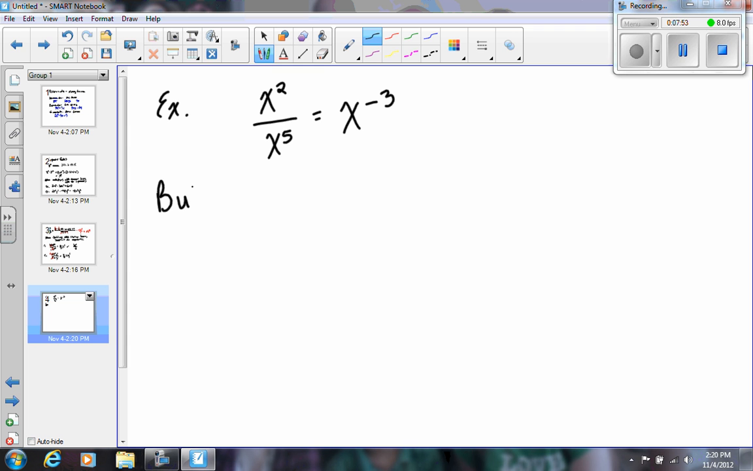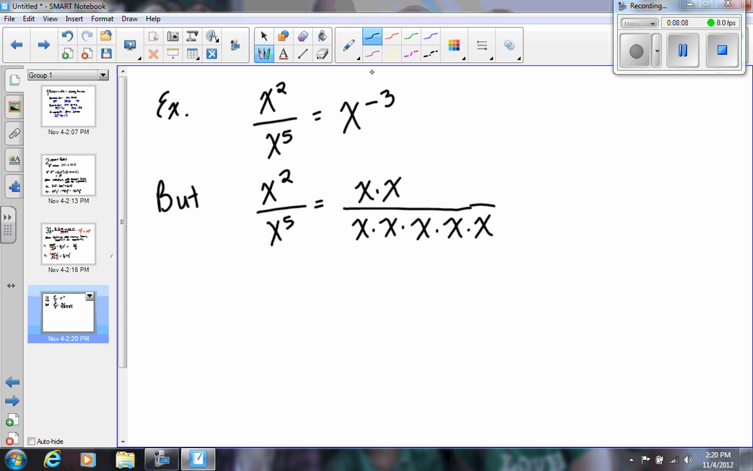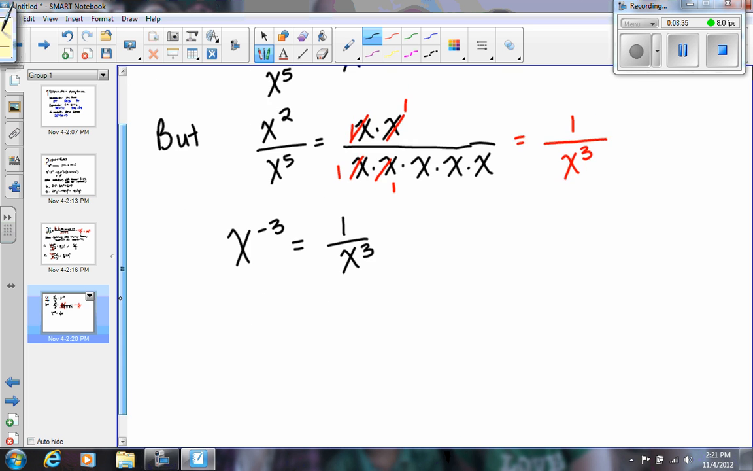We also know that x squared over x to the fifth, I could write this out as x times x, and my denominator is x times x times x times x times x. I can do a little bit of canceling. So those reduce to 1. These reduce to 1. So what I have left, I have 1 in the numerator, and I have x to the third power in the denominator. So what that means is x to the negative third power equals 1 over x cubed, because I just showed two different approaches with the same problem.